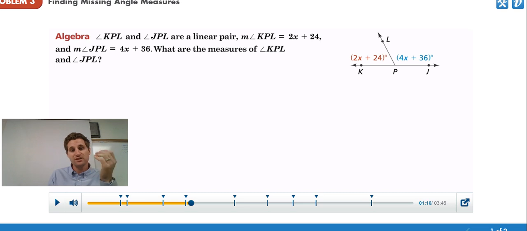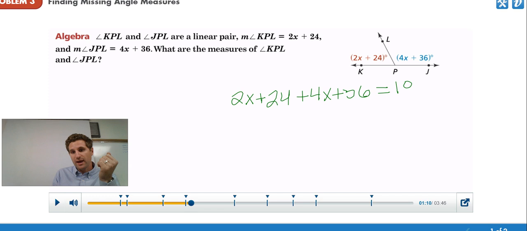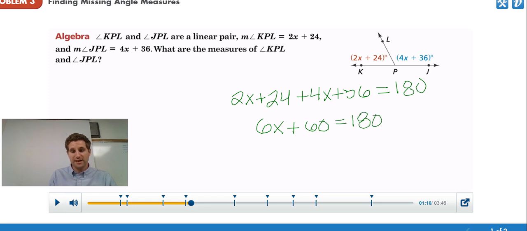What's the measure? This is very similar to our angle addition postulate. We know that a linear pair adds up to 180, so we get 2x plus 24 plus 4x plus 36 equals 180. Have your calculator ready; we don't want to make a mistake here. So we got 6x, and we add 24 and 36, which is 60. Equals 180. Subtract the 60 from both sides.